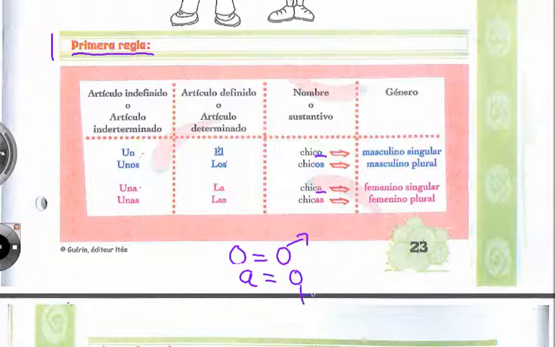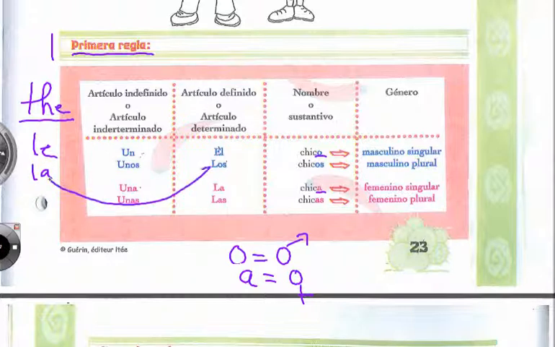Bueno, entonces, the other thing that we need to learn today is determinate and indeterminate articles. This is just like in French, not at all like in English, because in English we just have one article. The. Pretty easy. In French we have le and la, right? That's what this is over here. Okay? And then we have un and une.